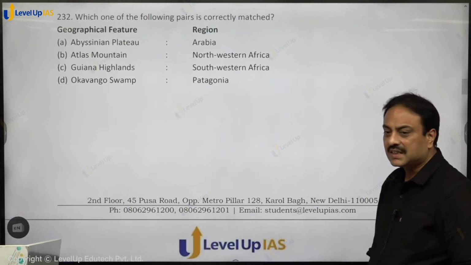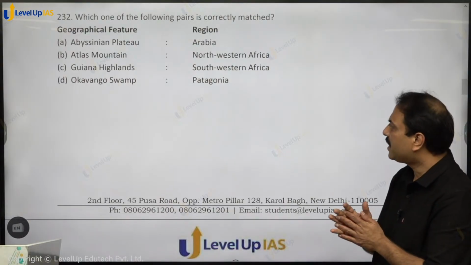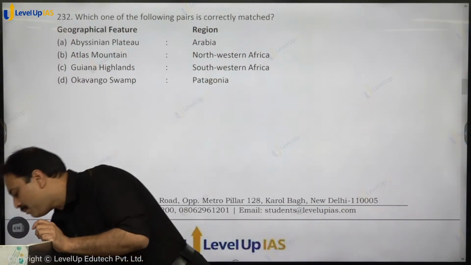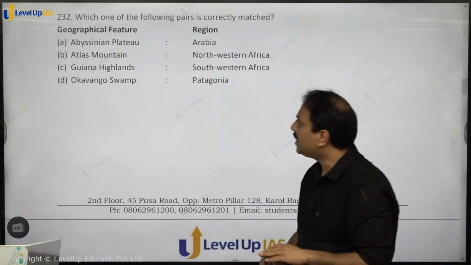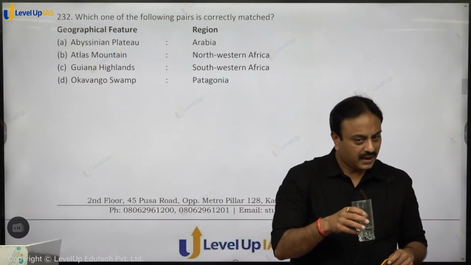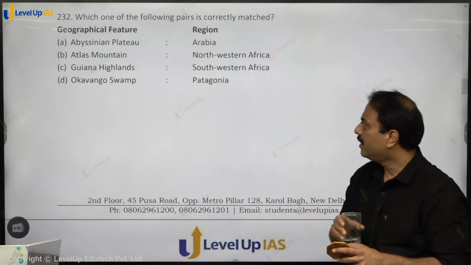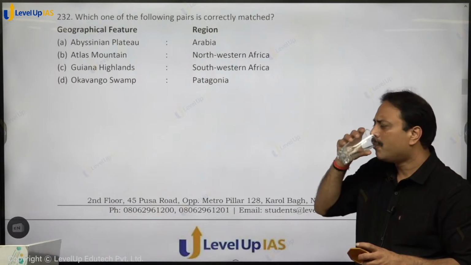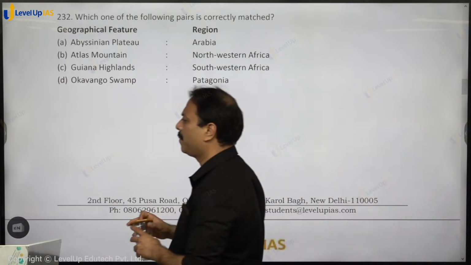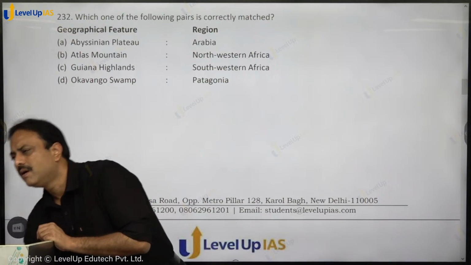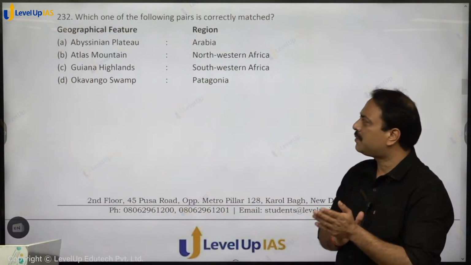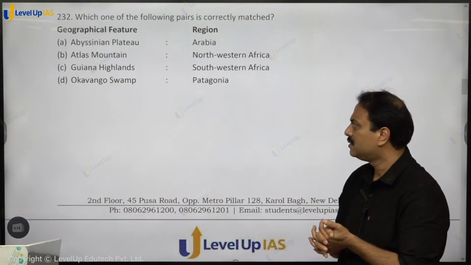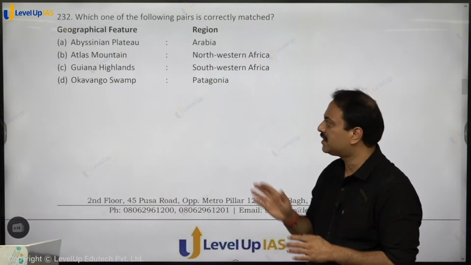Which one of the following pairs is correctly matched? Geographical features are given and the region is given. So the geographical feature is Abyssinian Plateau. Is it located in Arabia? It is present in Ethiopia, not in Arabia. I am not sure whether the entire plateau is present in Ethiopia. Some part is shared with another country also. I am not sure, but it is Ethiopia, Arabia is not there. So this statement is wrong.